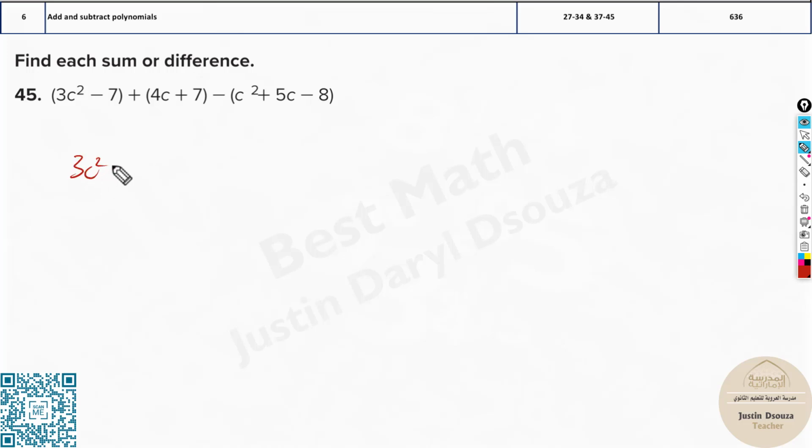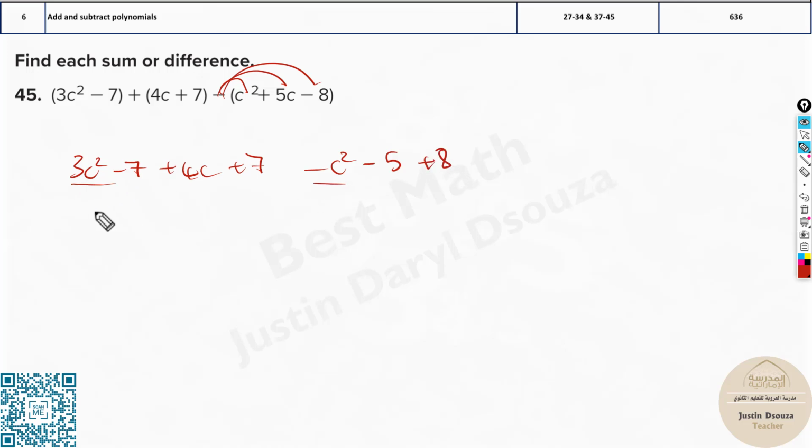It is 3c power 2 minus 7 plus 4c plus 7 minus c squared plus 5. Sorry, now minus has been multiplied. So it's not minus 5. It is, sorry, it's not plus 5. It's minus 5 and plus 8.